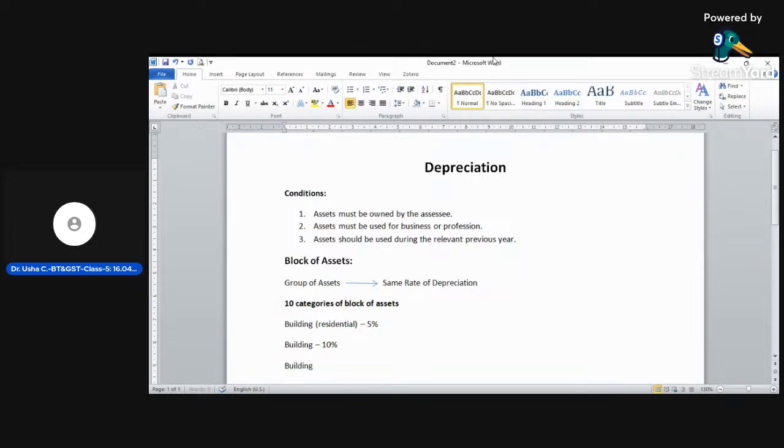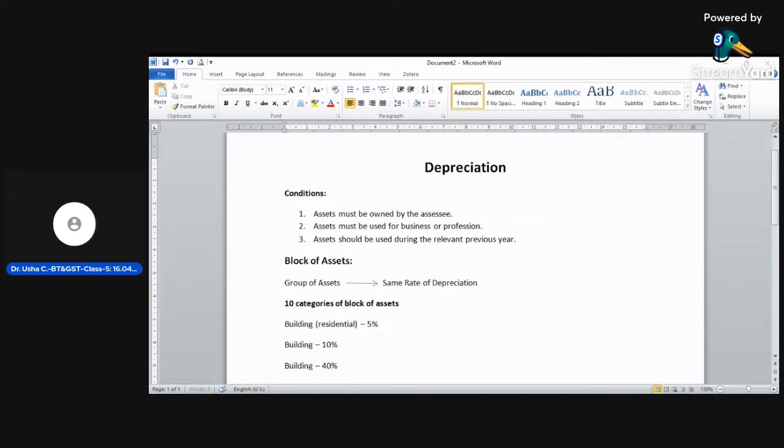And next, building is also charged at the rate of 40%. This is the third category of block of asset. So there are two categories of building which are charged at the rate of 40%. First, when the buildings are being constructed for a temporary purpose, like a temporary erection constructed using wooden structure only for the time being, to complete a particular project. In that situation, it is charged at the rate of 40%.